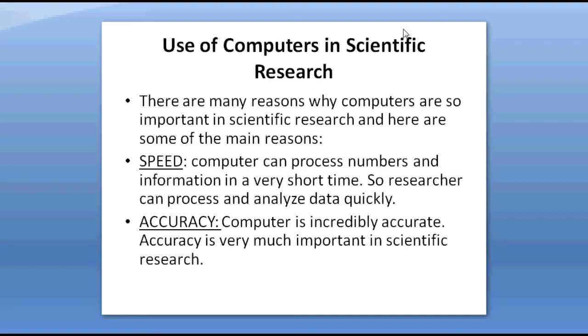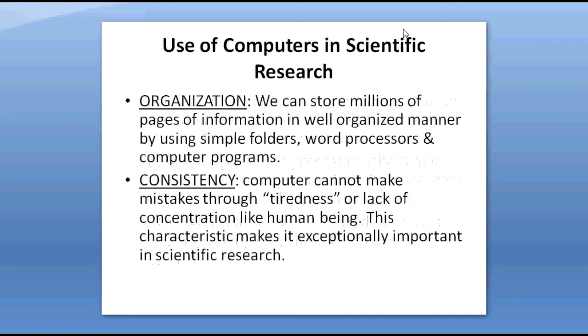First, speed. Computers can process numbers and information in a very short time. Accuracy. Computers are incredibly accurate. Accuracy is very important in scientific research. Organization. We can store millions of pages of information in a well-organized manner by using simple folders. Consistency. Computers cannot make mistakes through tiredness or lack of concentration like human beings. This property makes them important in scientific research.